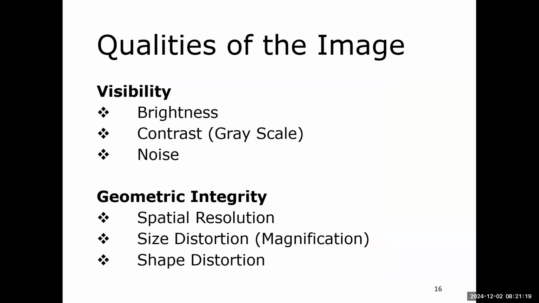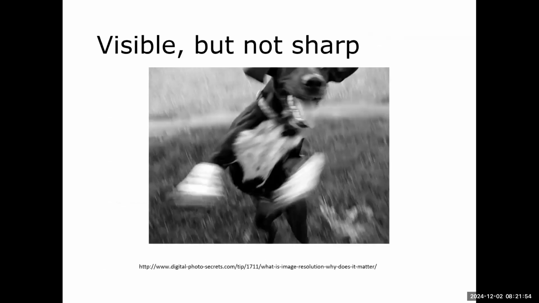So we have different qualities of the image, and we've already grouped these into those four big quality factors that we've been talking about this semester, but we'll break them down a little bit more here. The visibility of the image, where we're talking about things like brightness, contrast or grayscale, and noise. And then the geometric integrity of the image, which is what we just did this last unit: spatial resolution, size distortion or magnification, and shape distortion. Those are the geometric factors that go into the entire quality of the image.